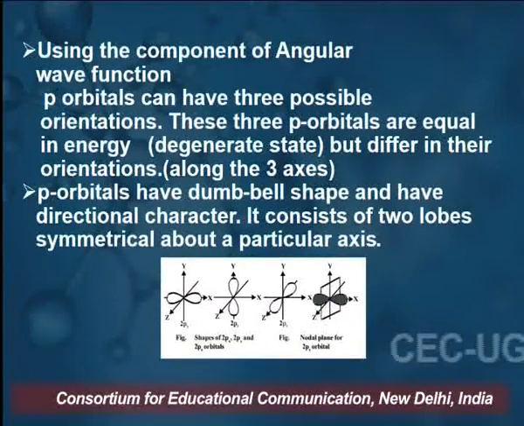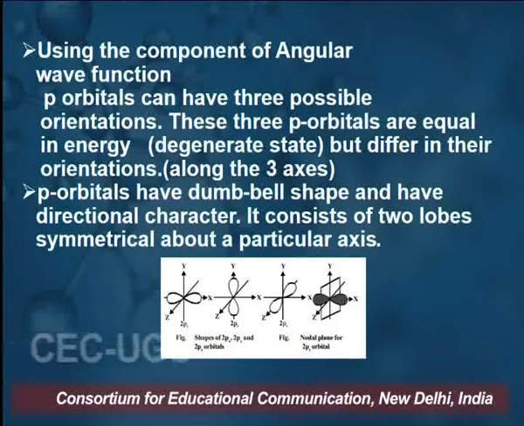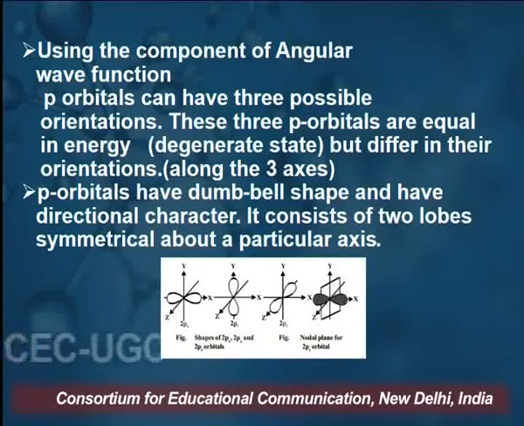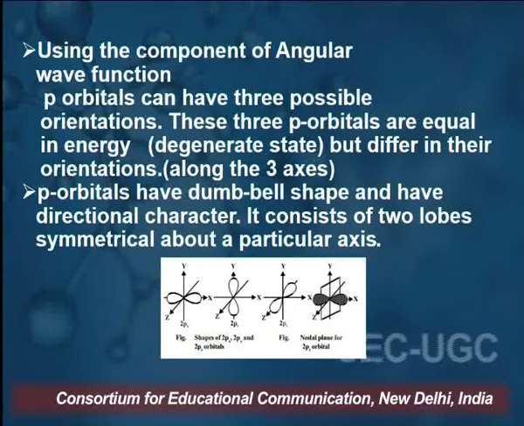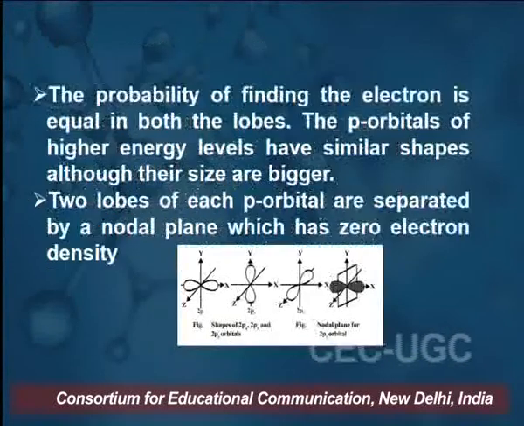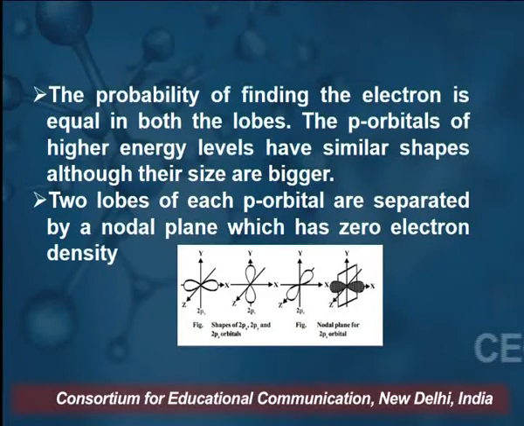Using the component of the angular wave function, p orbitals can have three possible orientations. These p orbitals are equal in energy, so they are known as being in a degenerate state, but they differ in their orientations. They are oriented along the three axes. P orbitals have a dumbbell shape and have directional character. It consists of two lobes symmetrical about a particular axis. The probability of finding the electron is equal in both the lobes of a p orbital.